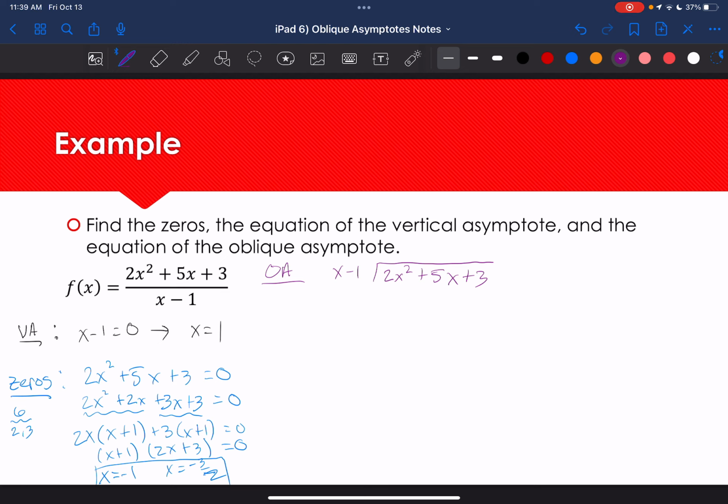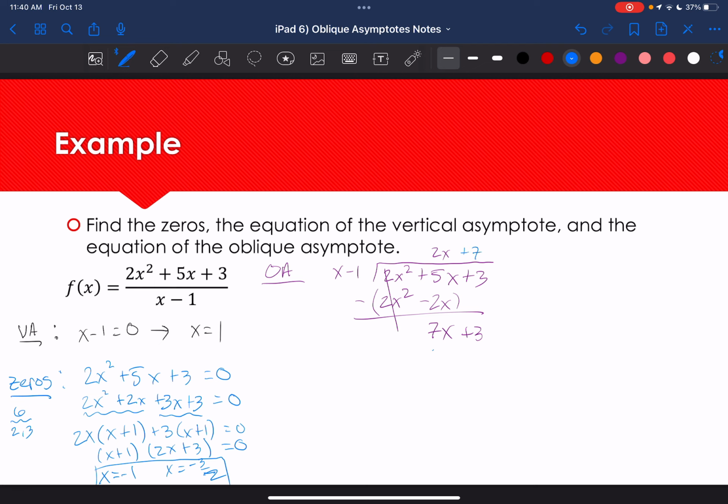All right, what do I multiply x by to get 2x squared? That'd be 2x. So then 2x times x gives me 2x squared. 2x times -1 gives me -2x. Wrap it up and subtract. Those cancel. 5x minus -2x is 7x. Bring down the 3. What do I multiply x by to get 7x? I believe that's a 7.